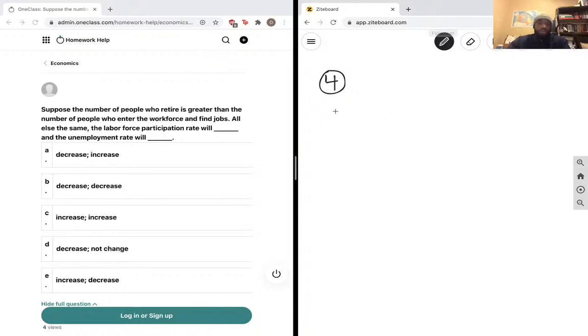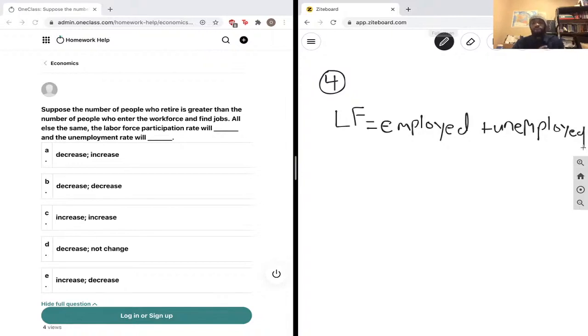So first things first, let's define labor force participation rate. So say labor force is equal to the total employed and unemployed.